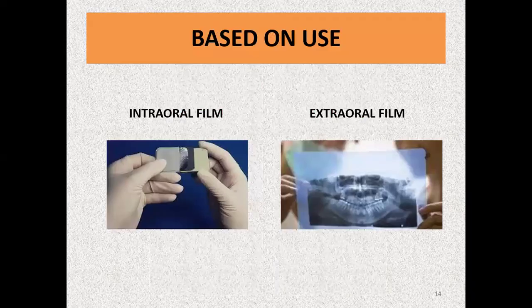So coming to the classification of X-ray film based on use: intraoral films and extraoral films. This is based on the placement of the X-ray film. When it is placed inside the mouth or inside the oral cavity, these are known as intraoral films. And there are X-ray films that are placed outside the mouth, and these are the extraoral films.